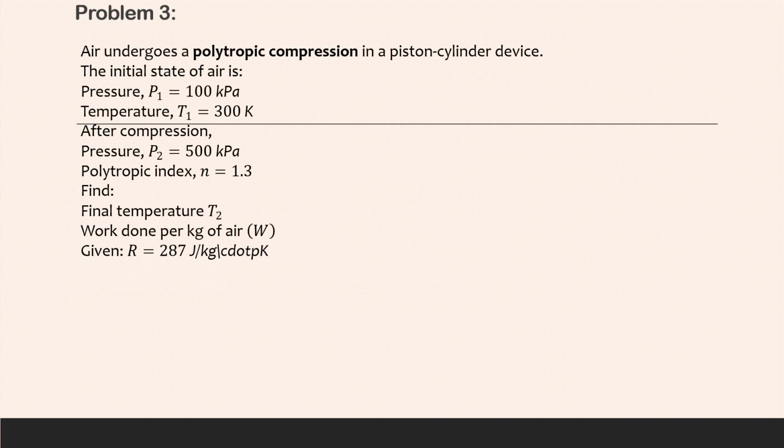Considering this problem, air undergoes a polytropic compression in a piston cylinder device. The initial state of air is pressure P1 equals 100 kilopascal, temperature T1 equals 300 Kelvin. After compression, pressure P2 is 500 kilopascal. Polytropic index is given to be 1.3. We have to find the final temperature, that is T2, and the work done per kg of air, that is W. They have given the value of R to be 287 joules.